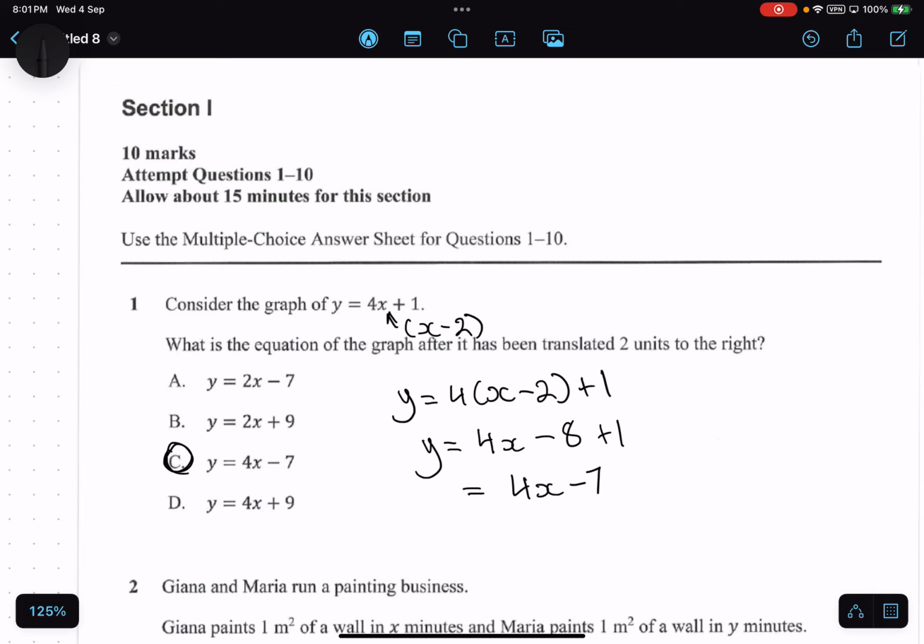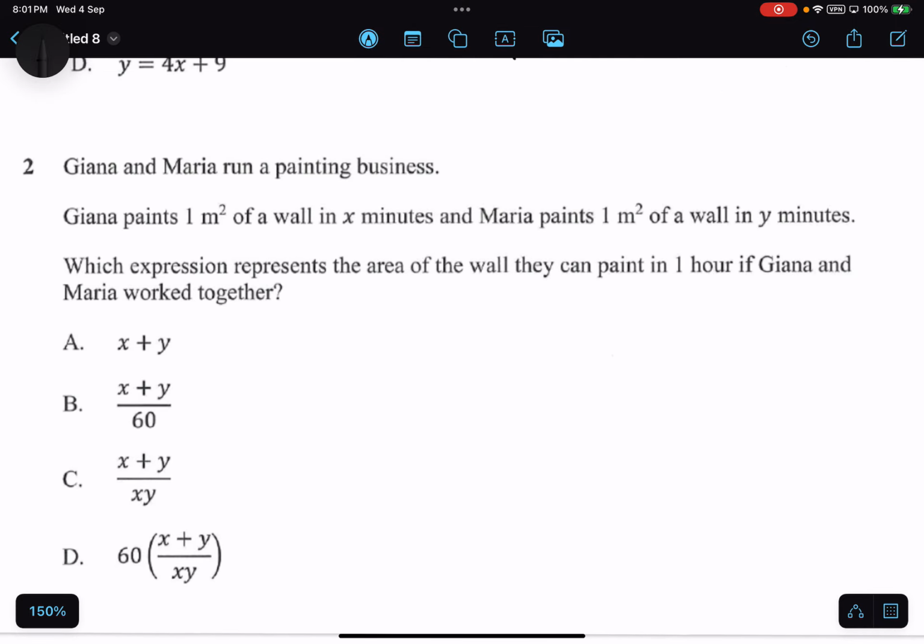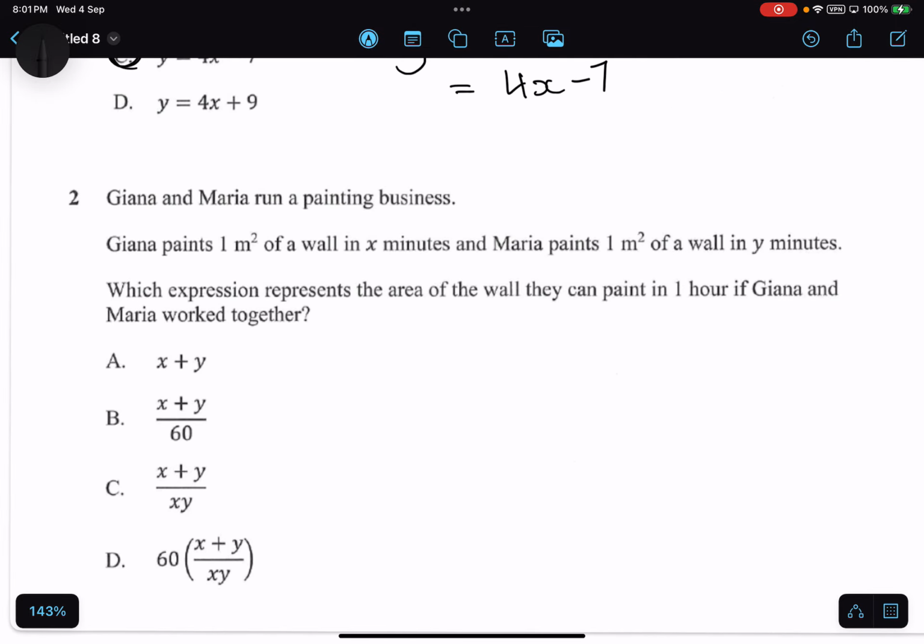Alright, on to question 2. It says, Gianna and Maria run a painting business. Gianna paints 1 square meter of wall in X minutes, and Maria paints 1 meter squared of a wall in Y minutes. Which expression represents the area of the wall they can paint in 1 hour if Gianna and Maria work together? So guys, I definitely messed up this question since I didn't really know what I was doing.